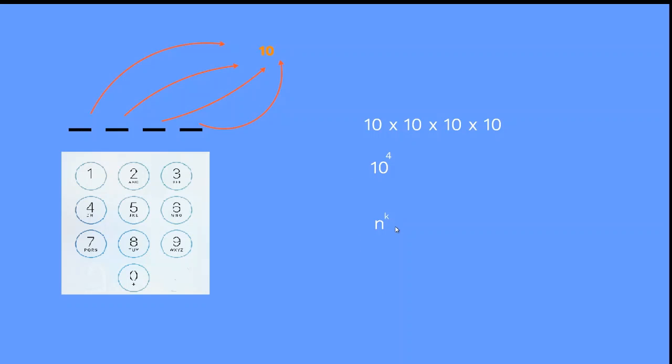n elements with k options. You have only 4 options here, so k options. n elements, k options, n to the power k.